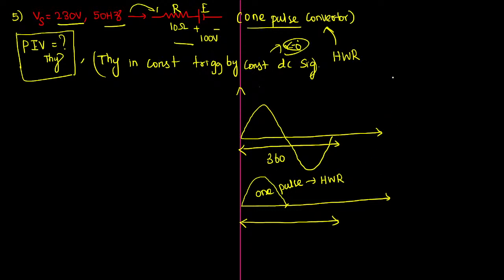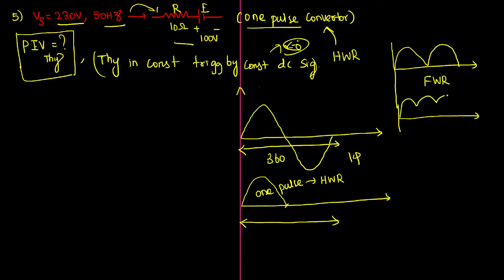Suppose you observe 2 pulses within 360 degrees, as I told you in the previous lectures. Then that is called a full wave rectifier. But these both are single phase. Then we discussed 3-phase rectifiers. A 3-phase half wave rectifier produces 3 pulses, so 3 pulse means 3-phase half wave rectifier. For the full wave rectifier we have 2 possibilities, one is 6 pulse, another one is 12 pulse. These both are 3-phase full wave rectifiers. We saw everything already, right?